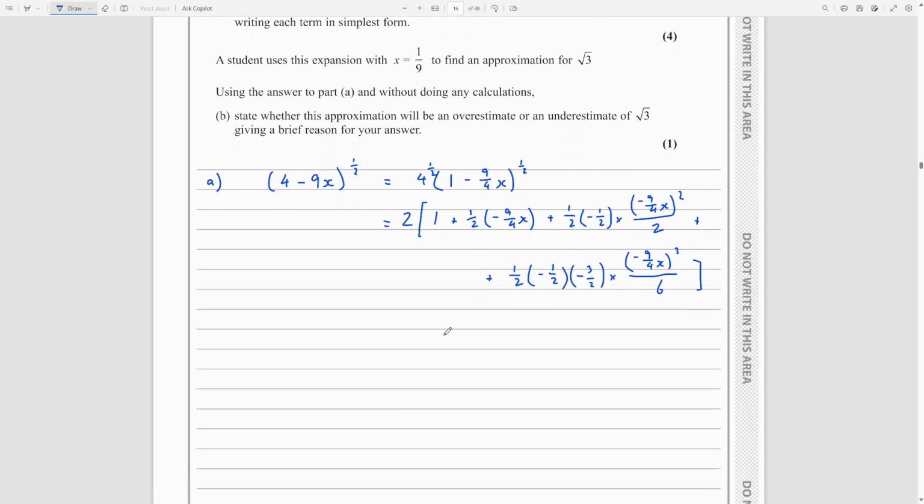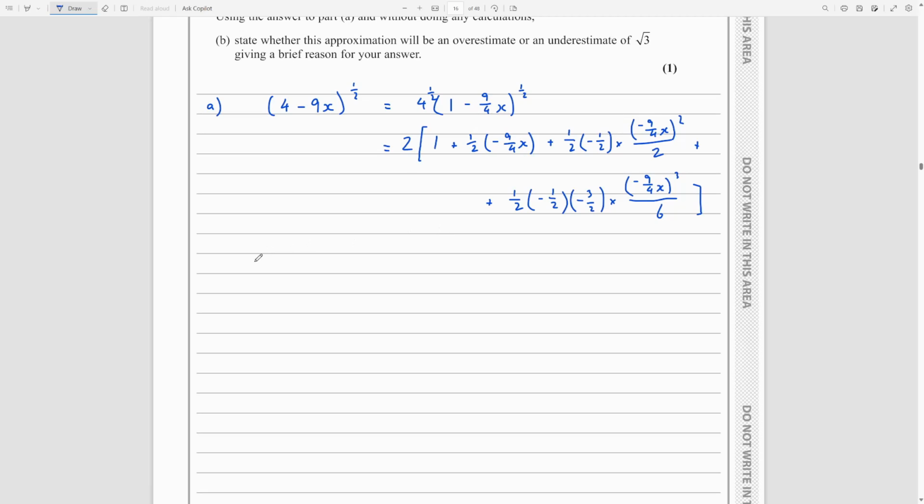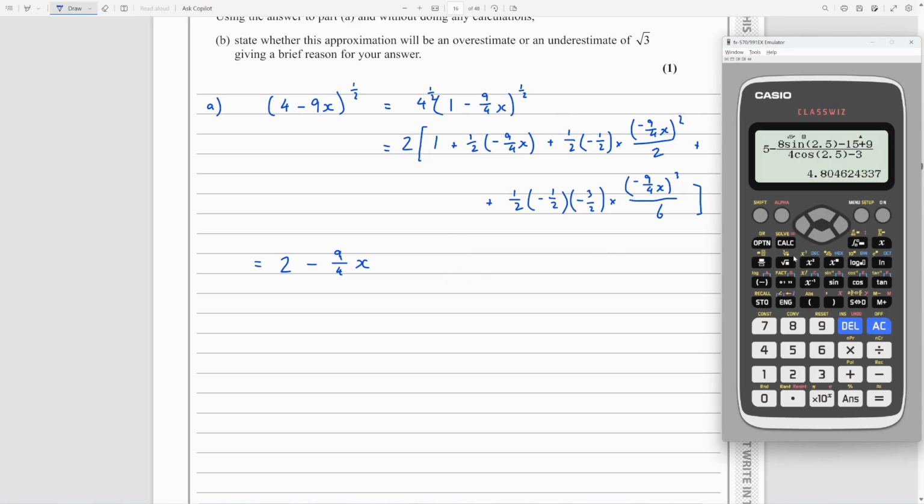Now I just need each of these in its simplest form, and I can definitely use my calculator to help here. So the first one's easy. 2 times 1 is 2. The next one, 2 cancels with a half. That's nice. So that one I can do without the calculator. So minus 9 over 4x. Next one, I'm absolutely just going to key into the calculator.